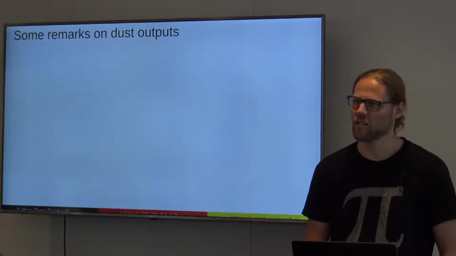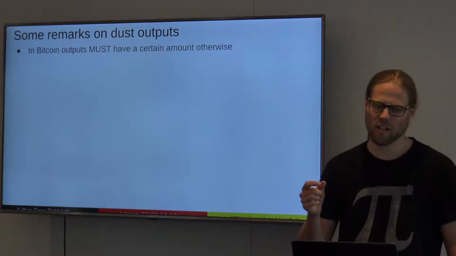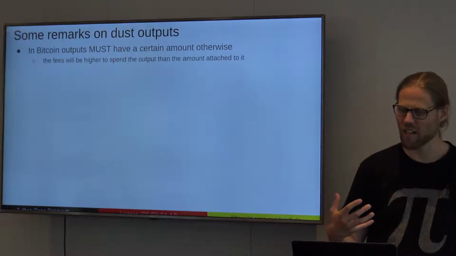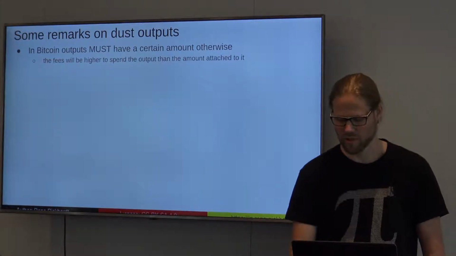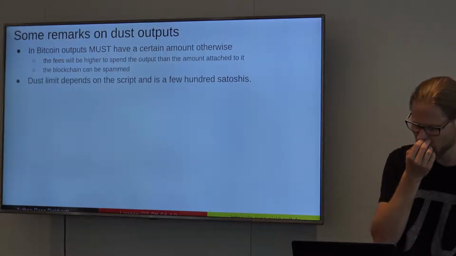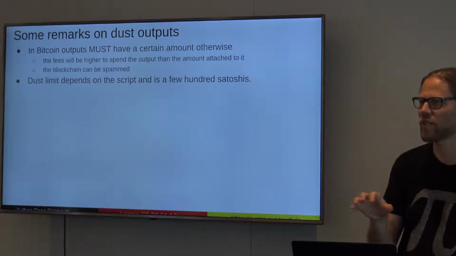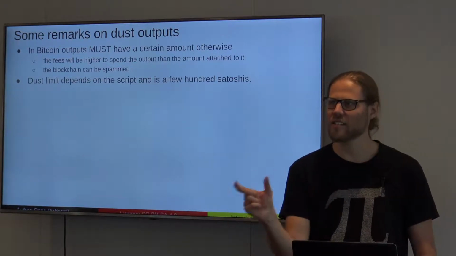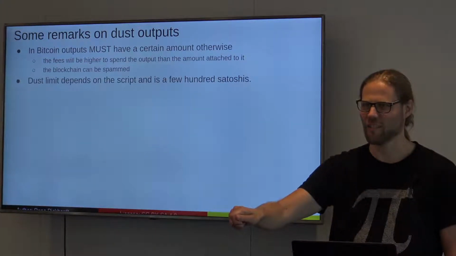Some remarks on dust outputs, because they are an issue. As you know, in Bitcoin, outputs must have a certain amount, otherwise the fees will be higher to spend the output than the amount that is attached to the output, right? And then the blockchain could be spammed. And dust limits depend on the script and are usually a few hundred Satoshis, right? So the question is, what's happening if I make a Lightning payment that is less than a few hundred Satoshis? Let's say I want to transfer 1 Satoshi on the Lightning network. How does that work?